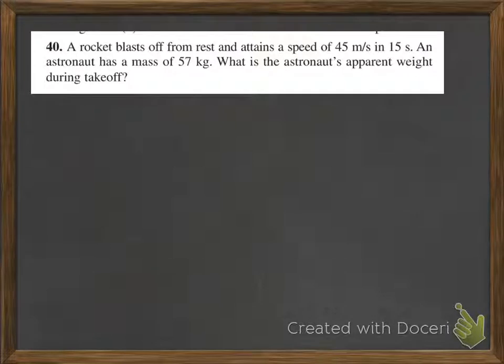Okay, so this last question states a rocket blasts off from rest and attains a speed of 45 meters per second in 15 seconds. An astronaut has a mass of 57 kilograms. What is the astronaut's apparent weight during takeoff? So here we know the velocity and the time, and here I just wrote down that, as I explained to you before, force is equal to mass times acceleration, but the net force is equal to the normal force plus the weight, which is negative in this case as well.